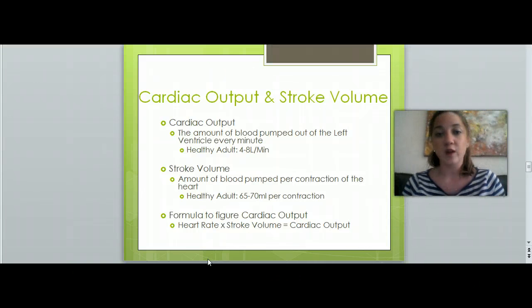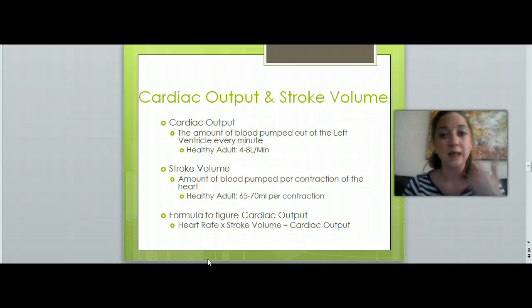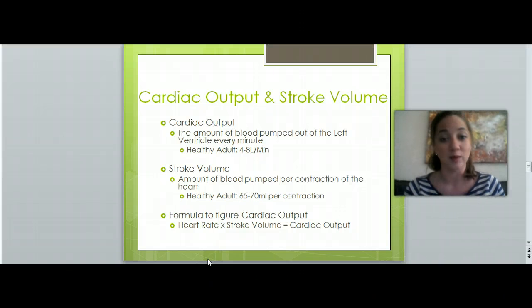So these are terms that you've learned in the past, I'm pretty sure. The cardiac output is just talking about the amount of blood that's pumped out of that left ventricle every minute. Okay, and in an average healthy adult, it's 4 to 8 liters per minute. It's a lot of blood, every single minute, 4 to 8 liters. Just think about those water bottles that you buy at Walmart or whatever, those are only half a liter. So that means there's 8 to 16 of those things being pumped out of your left ventricle every single minute. That's mind-blowing in my opinion.